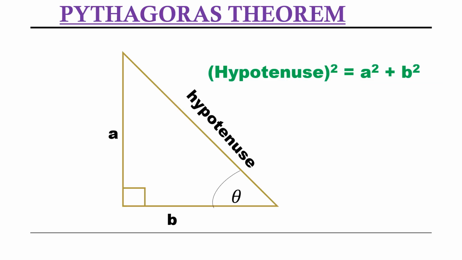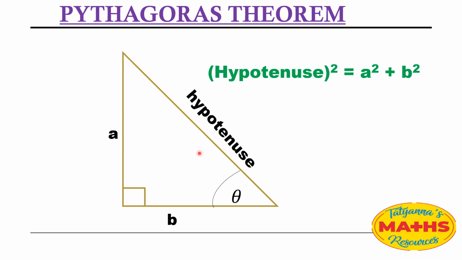But before we get right into it, let's remember the Pythagoras theorem rule. Here we have our right angle triangle, the right angle, and the side of the triangle that is opposite the right angle is known as our beautiful hypotenuse. And the formula for the Pythagoras theorem is the hypotenuse squared is equal to the other two sides, a squared plus b squared. So just remember that formula.